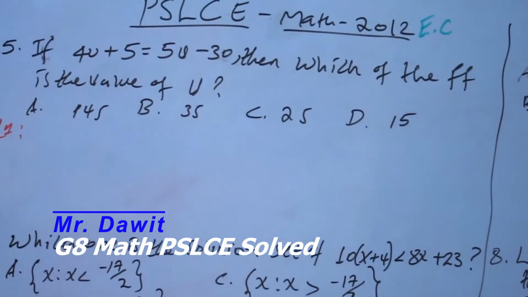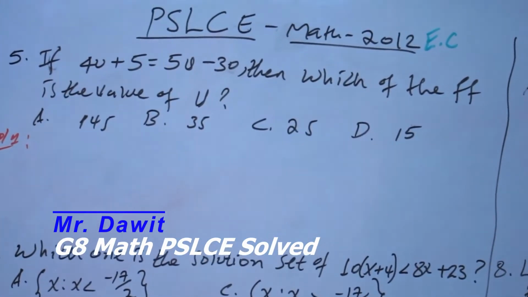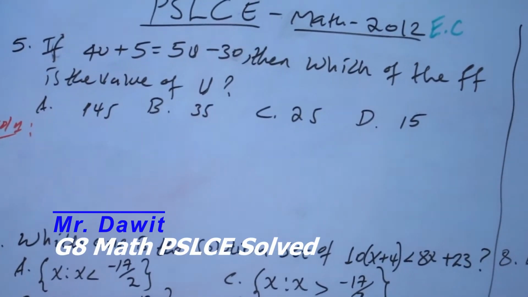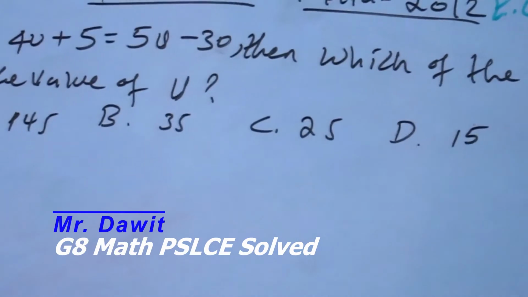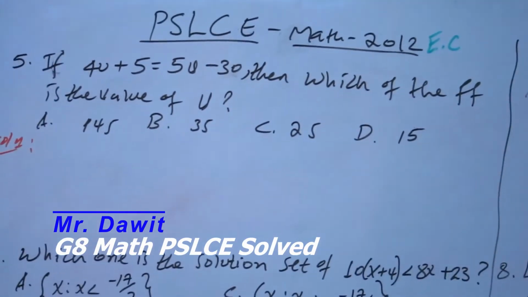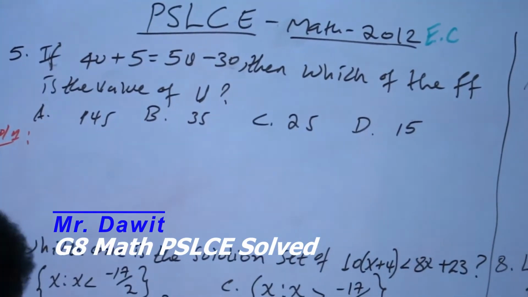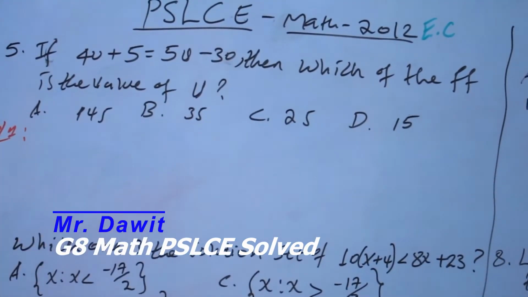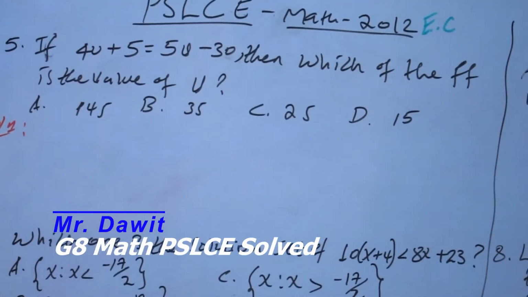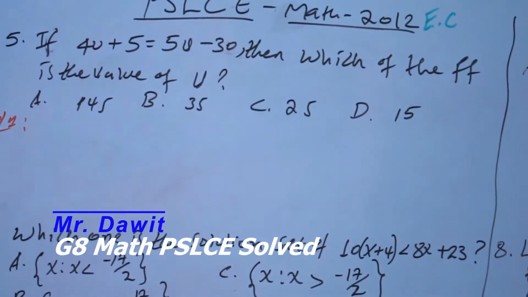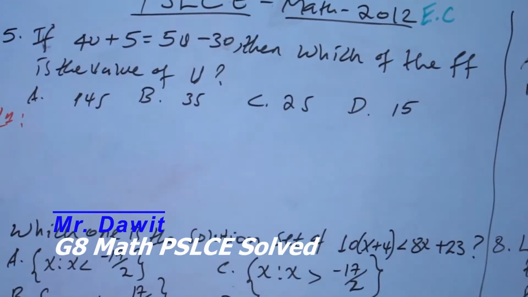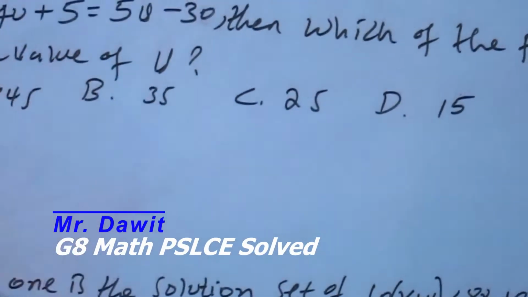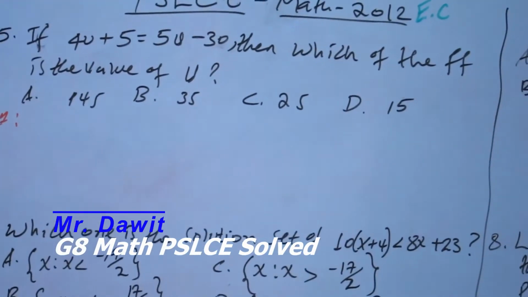Question number 5. It says if 4u plus 5 is equal to 5u minus 30, then which of the following is the value of u? This statement is simple, but it is an equation. We have to know the rule. How can we solve equations which are found in the right hand side and the left hand side? So this means we have to apply the rule of transformation, right?